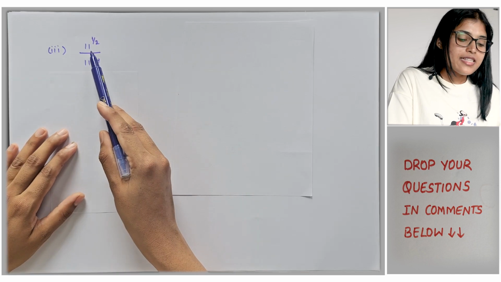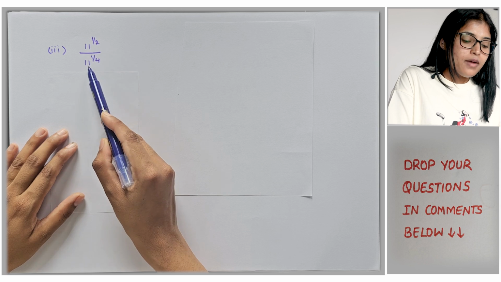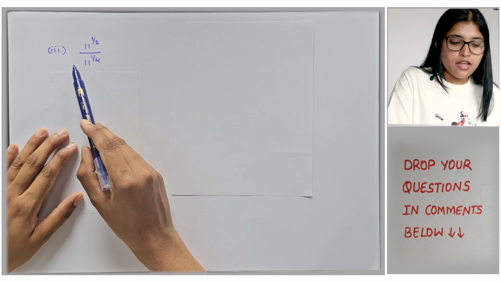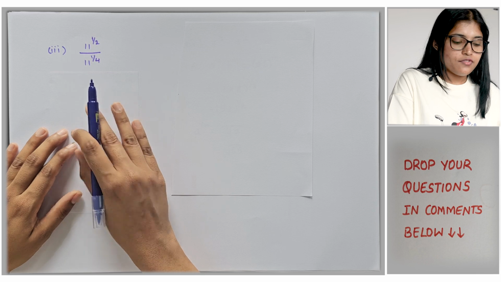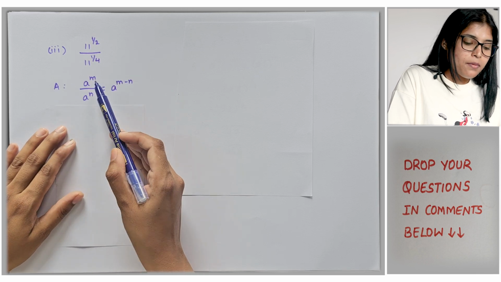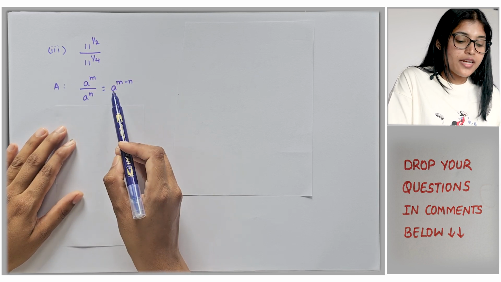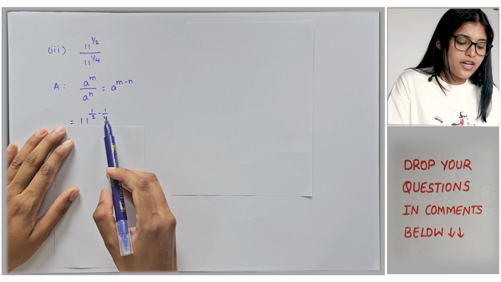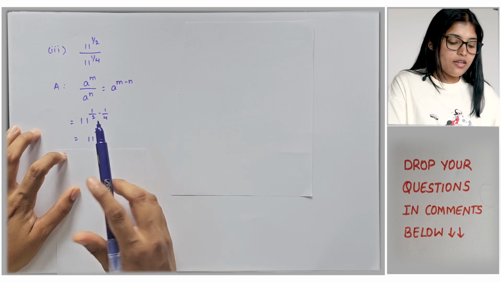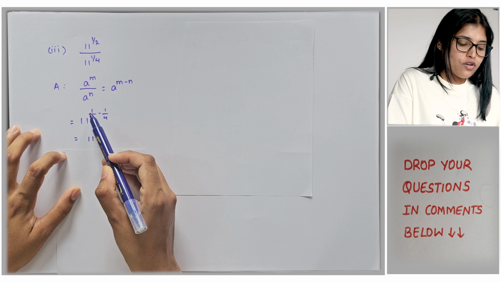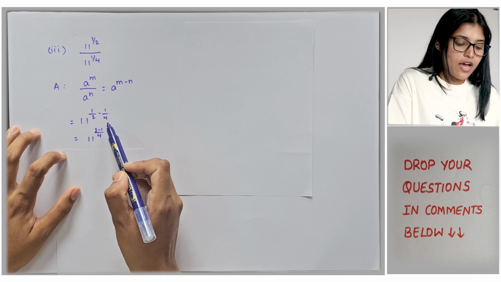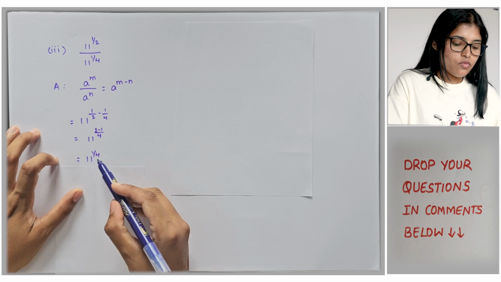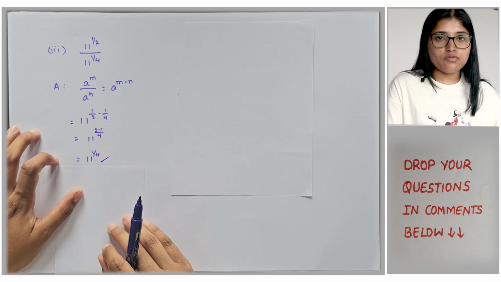Third question is 11 power 1 by 2 by 11 power 1 by 4. Here we have a common base, that is 11. However, the exponents are differing. So by this rule, a power m by a power n we can write as a power m minus n. So 11 power 1 by 2 minus 1 by 4. Again taking LCM, 2 2s are 4. 1 is just like we have 4 here. So 2 minus 1 by 4, which is 1 by 4. The answer is 11 power 1 by 4.